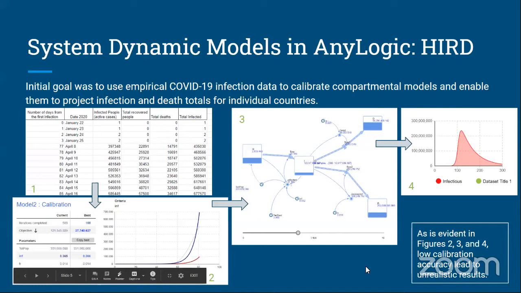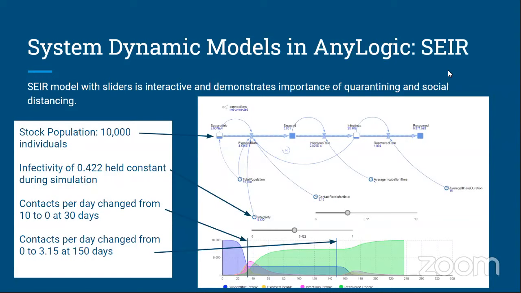The next model we moved on to still focused on calibration around real world data so we could predict certain virus numbers. But again, inaccuracies led to inaccurate models. And we turned a corner on being able to produce models that were interactive and could be used as learning tools. So this model is a SEIR model.